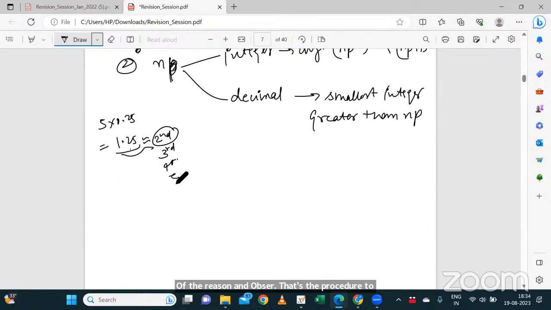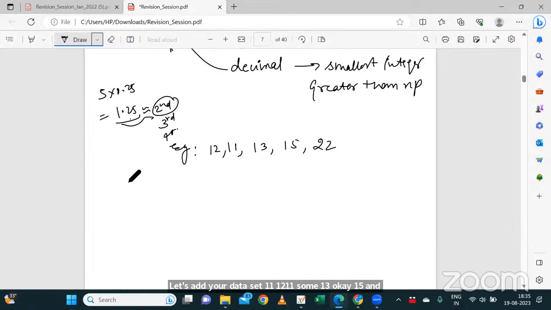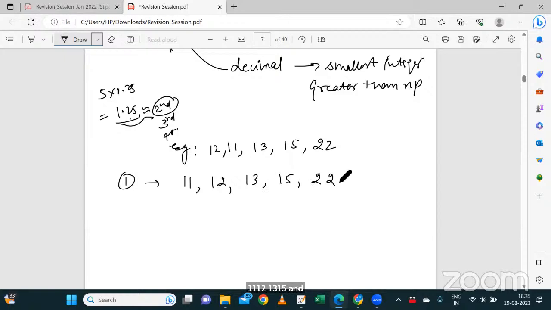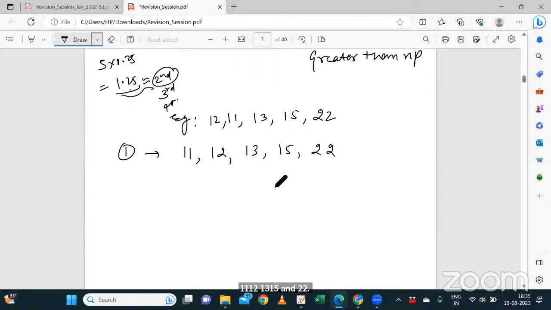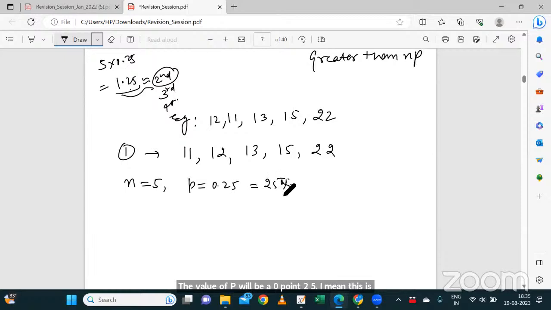Okay. Let's take one example. Let's say I have the data set 11, 12, 11, 13, 15, and let's say 22, something like that. Now, what is the first step? I have to arrange it in ascending order, right? So it will be 11, 12, 13, 15, and 22, correct? Next we have to calculate the value of n into p. What is n? n here is 5. Suppose I want to compute the 25th percentile of this data set. So the value of p here will be 0.25. I mean, this is nothing but 25%. Right? I'm interested in computing this.